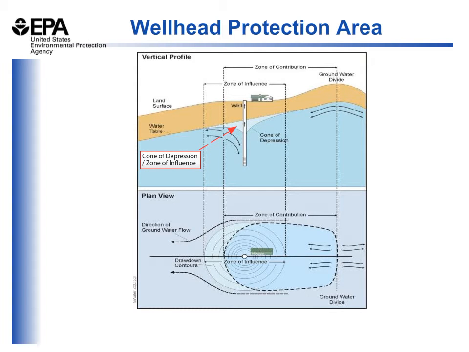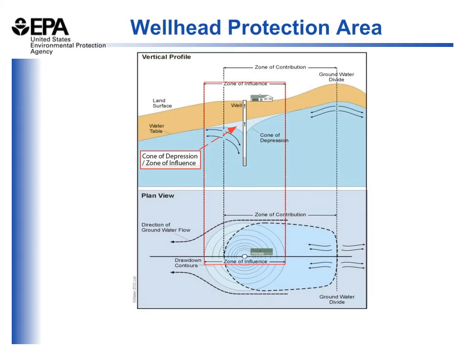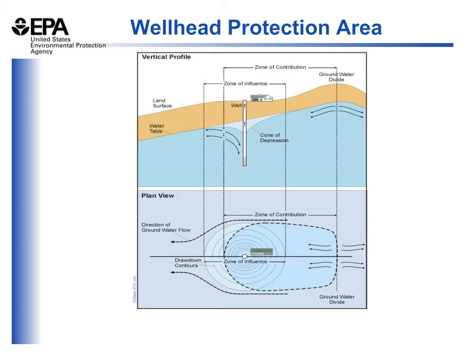This is also known as the zone of influence, as shown on the slide, both in cross-section at the top of the slide and in plan view at the bottom of the slide. This zone of influence is then superimposed over the naturally occurring water table. In this case, the water table is sloping with the high point on the right side of the slide and the low point on the left side of the slide.